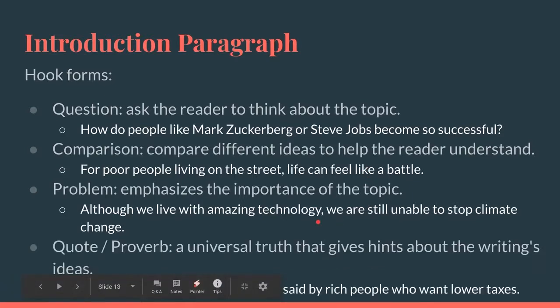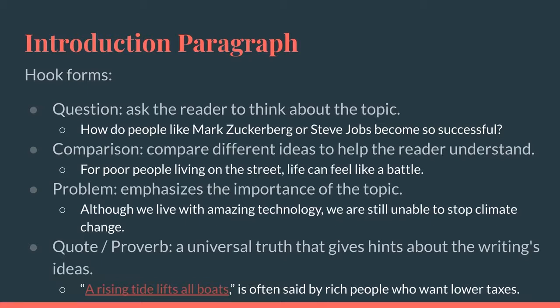And the last one, I don't know if I would. I always tell students to be careful, or maybe not even to use this one, just because it's kind of tricky to understand, tricky to use. So it's using a quote or a proverb to try to get the writer or reader to think about what ideas will be in the writing, or what information will be in the writing. And a quote or proverb is usually some kind of truth, something that we all understand.